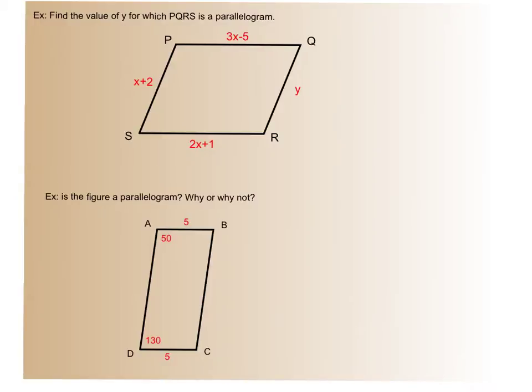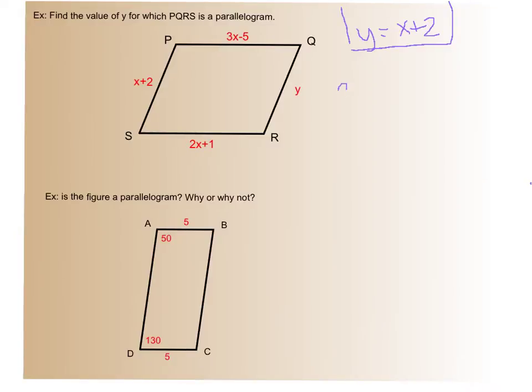On this slide, I'm going to go through some different examples. For this first example, it asks us, find the value of y for which PQRS is a parallelogram. So I see that my algebraic expressions here are on my sides. And I know that opposite sides are going to be congruent in a parallelogram. So I know that y must equal x plus 2. Well, that doesn't help me very much because I don't know what x is. But I can also set up another equation. So we're just going to put that on hold for right now.